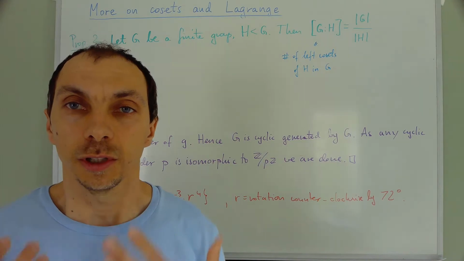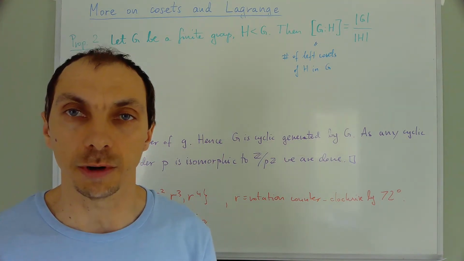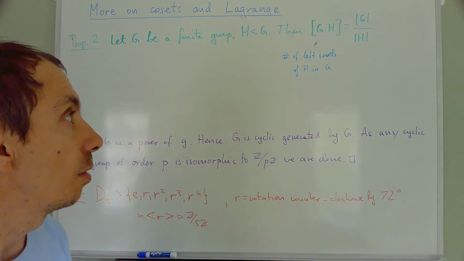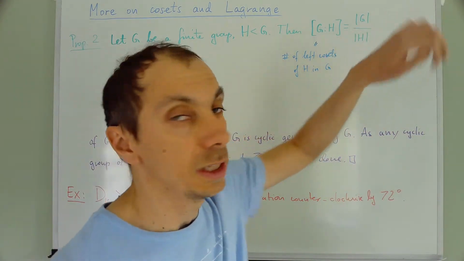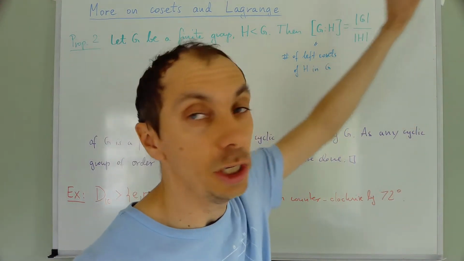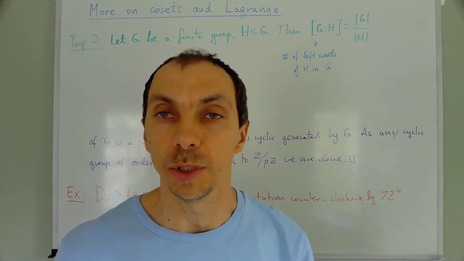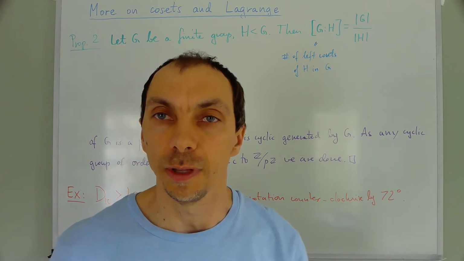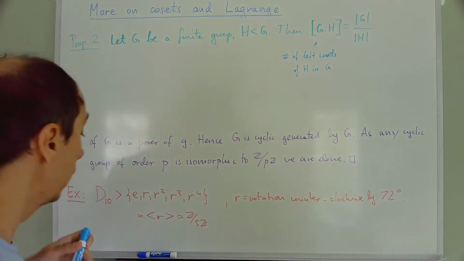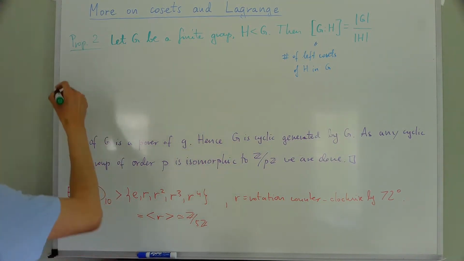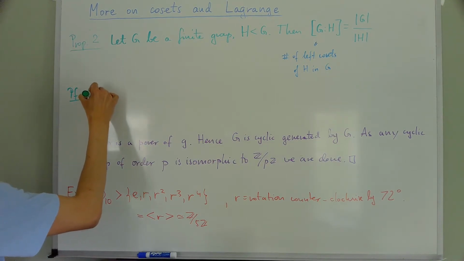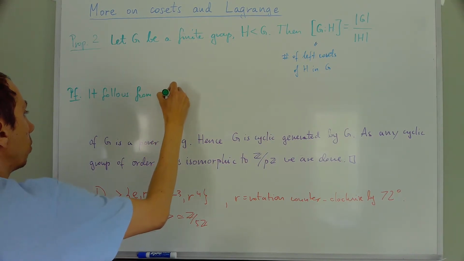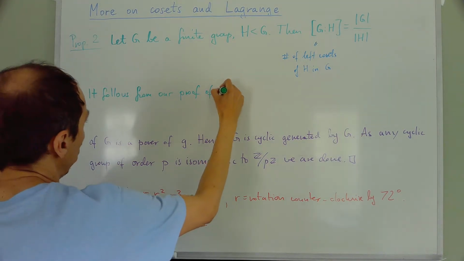Why is that true? Well, that follows not exactly from Lagrange's theorem, that follows from the proof of Lagrange's theorem. If you just look at the last few lines of the proof, you see that the way we got this divisibility was we wrote the order of G as the order of H times the number of left cosets. So in other words, the number of left cosets is equal to the ratio here. So I'm just going to say proof. It follows not so much from Lagrange's theorem, but from our proof of Lagrange's theorem.